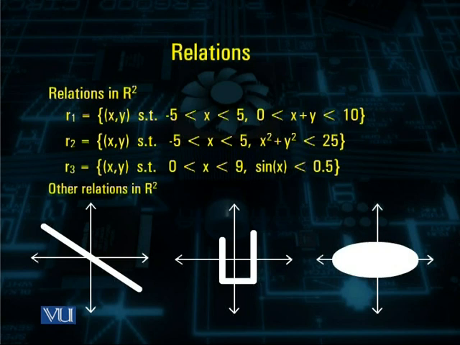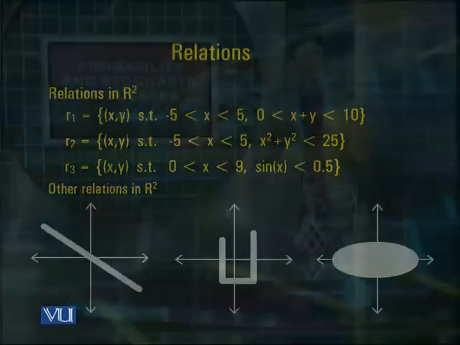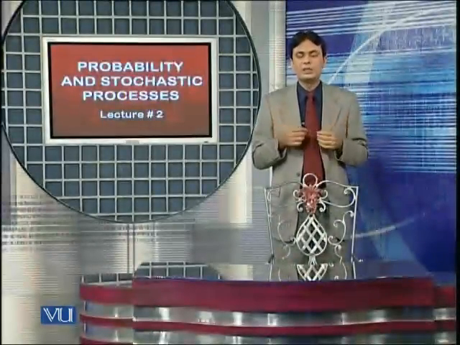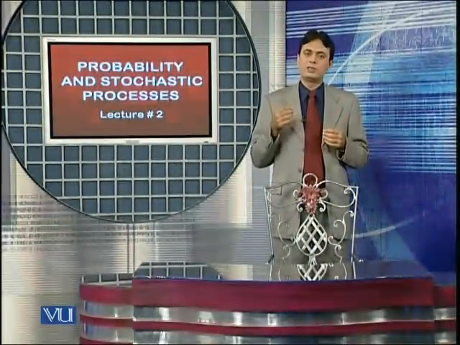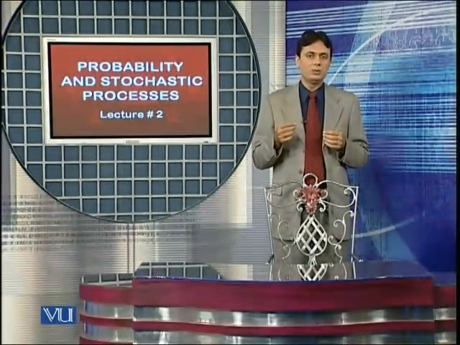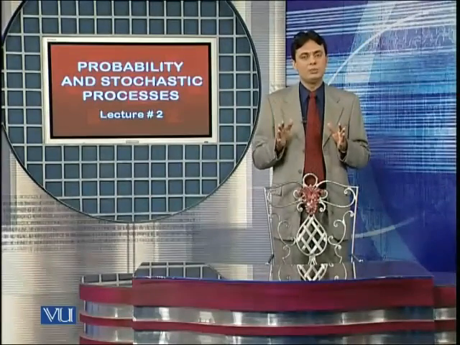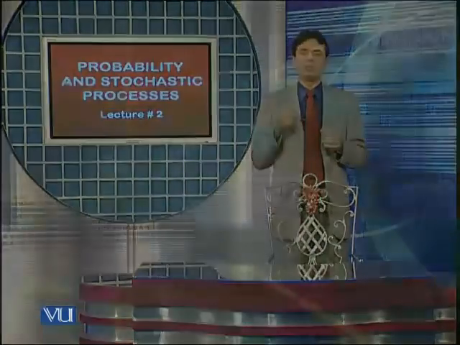As I said, a relation in R2 is any subset of the 2D plane, so in this slide you will see three graphical representations of three relations. First is a collection of lines, second is a collection of filled rectangles, and third is a filled ellipse. Once again, a relation is a subset of Cartesian product, and in case of Cartesian product being R2, any subset of the 2D plane is a valid relation.